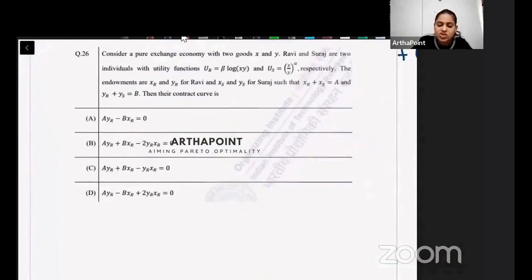Consider a pure exchange economy with two goods, good X and Y. Ravi and Suraj are two individuals with this utility function. Do you see that they are trying to test you for how good you are with understanding that they are just doing a monotonic transformation of the original utility function.